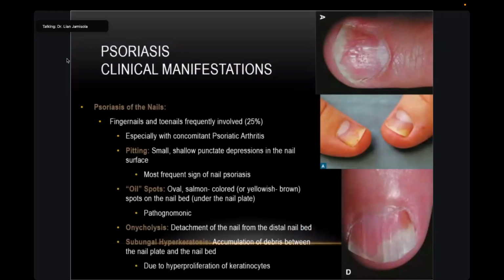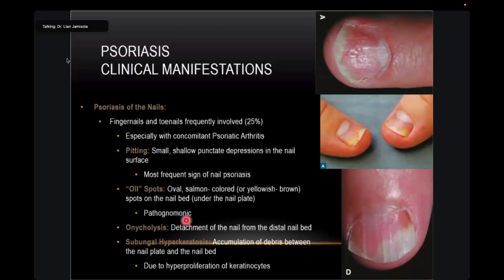Okay. Aside from the skin, you also have affectation of the nails, no? The fingernails and the toenails can be involved in 25% of patients, especially if your patient has concomitant psoriatic arthritis. So nail involvement actually makes us investigate more if your patient has arthritis as well, since your psoriasis can also affect the joints. Okay, so what can be seen? What are the manifestations of nail psoriasis? They can have nail pitting. So these are small, shallow punctate depressions on the nail surface.